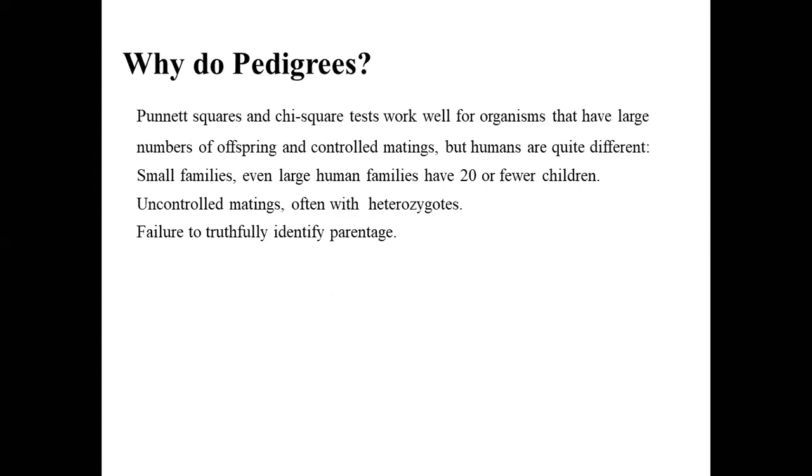Why do we perform pedigrees, or why do we make pedigrees? Punnett squares and chi-square tests work well for organisms that have a large number of offspring and controlled matings. But humans are quite different. Small families, even large families, human families have 20 or fewer children. Uncontrolled mating, often with heterozygotes, and failure to truthfully identify the parentage.